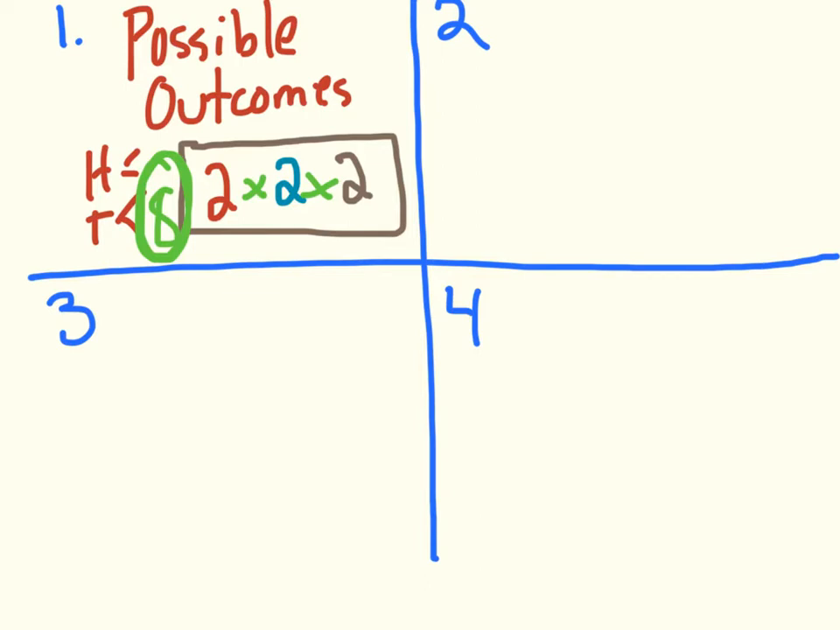The last part of question 1 asked me, are the outcomes equally likely? Yes, I do have the same chance of getting a heads, a heads, a heads as tails, tails, tails. All of the outcomes, the coin landing in order, are equally likely of happening.